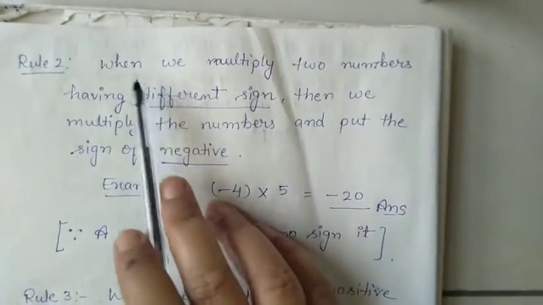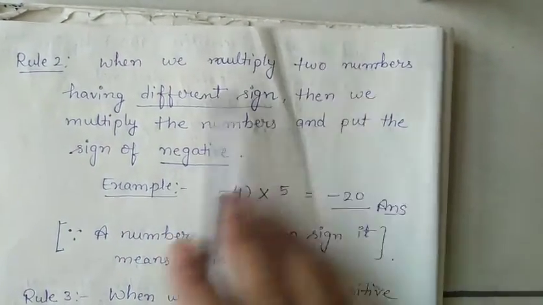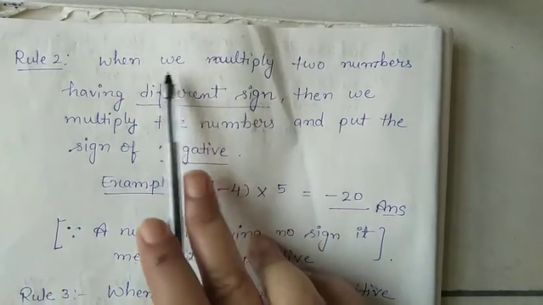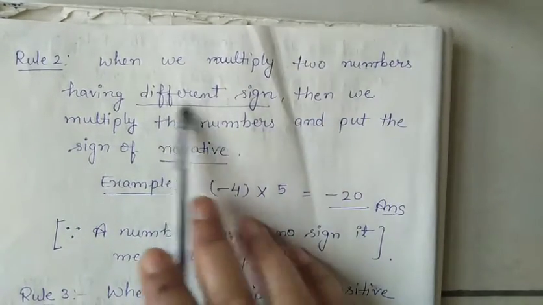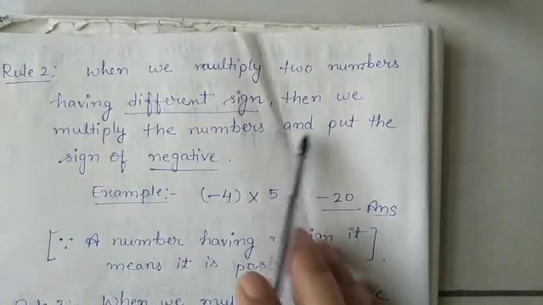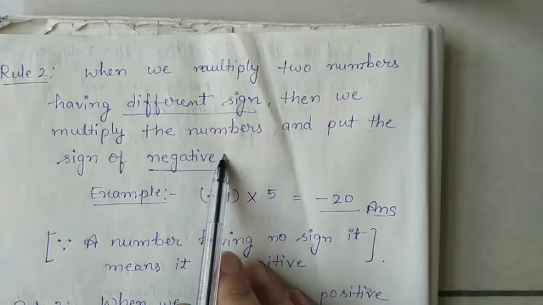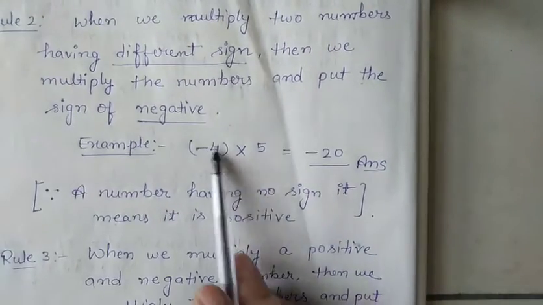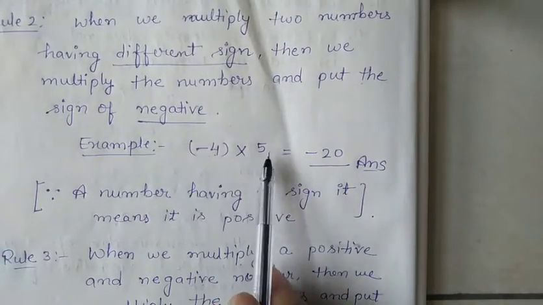Then the second rule, when we multiply two numbers having different signs, then we multiply the numbers and put the sign of negative. For example, minus 4 into 5, 4 is negative and 5 is positive.